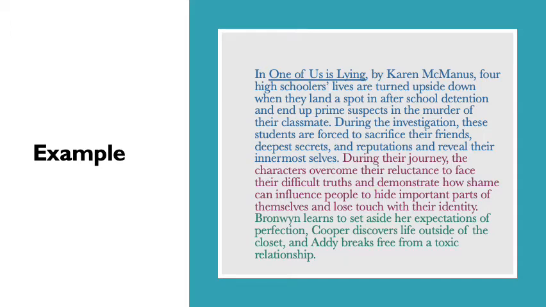She starts with an introduction to the book. "In One of Us Is Lying, by Karen McManus," this is what's here in blue. She's got the title and the author right there. "Four high schoolers' lives are turned upside down when they land a spot in an after-school detention and end up prime suspects in the murder of their classmate. During the investigation, these students are forced to sacrifice their friends' deepest secrets and reputations and reveal their innermost selves." So she's summed up the book pretty well in two sentences.